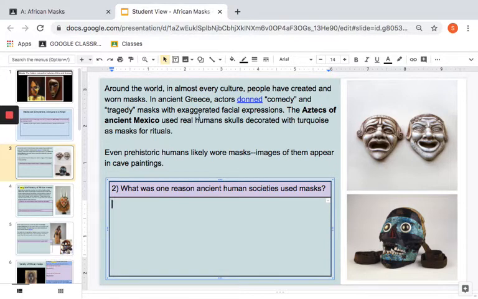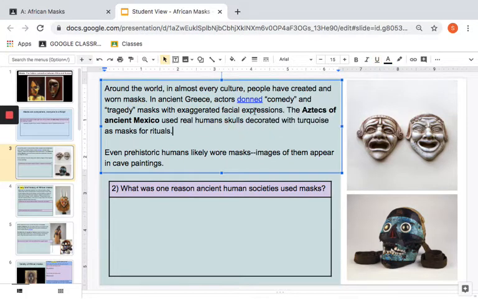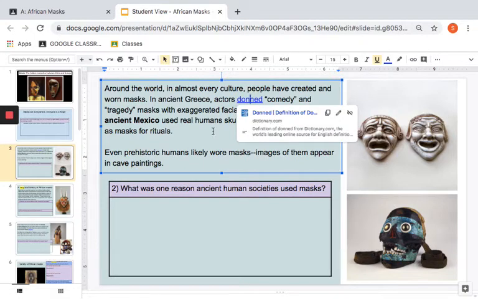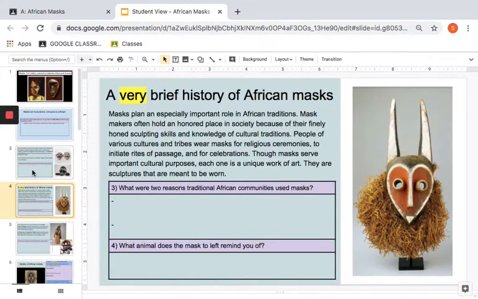I gave you a hyperlink to the word donned. If you don't know what donned means, I gave you a definition. Remember, blue underlined means link, so we click to open it. So I click it once and I click to open it. All right. Slide number 4.